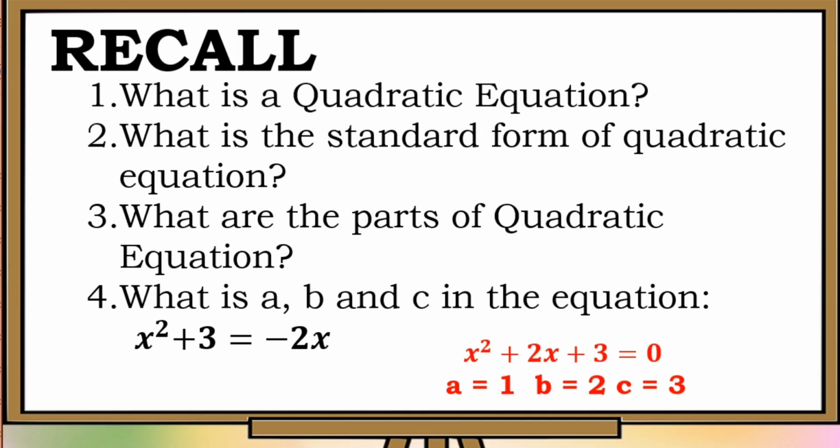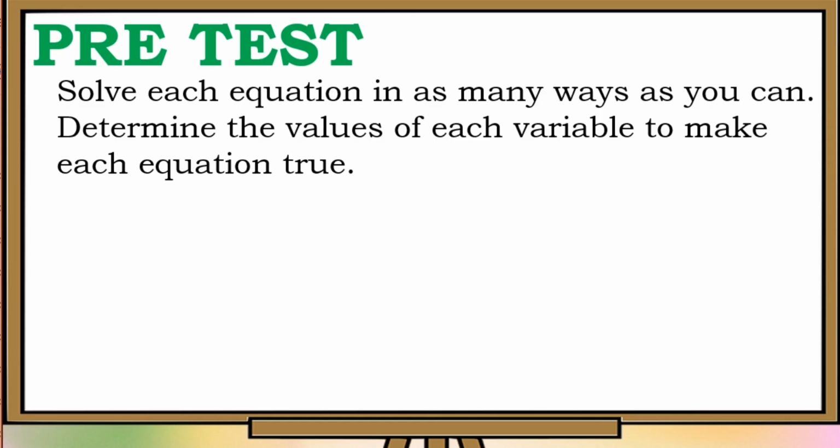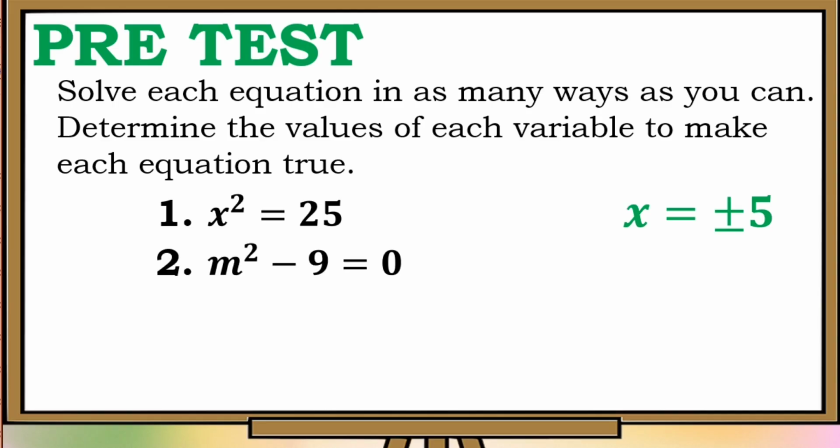So let's have a pretest. Solve each equation in as many ways as you can. Determine the values of each variable to make each equation true. For number 1, we have x squared equals 25. Alright, very good. So we have x equals positive or negative 5. Number 2, m squared minus 9 equals 0. Alright, so m equals positive or negative 3.